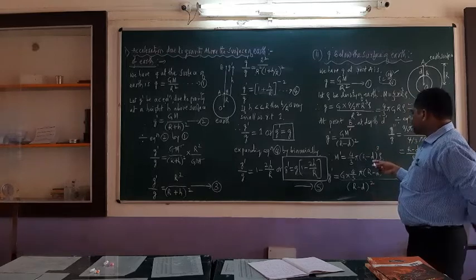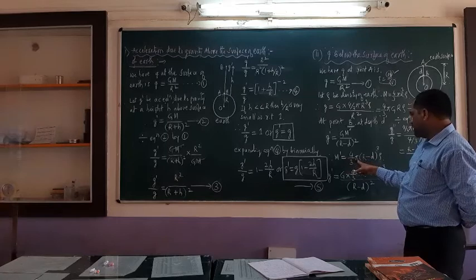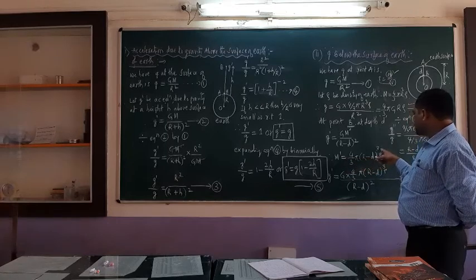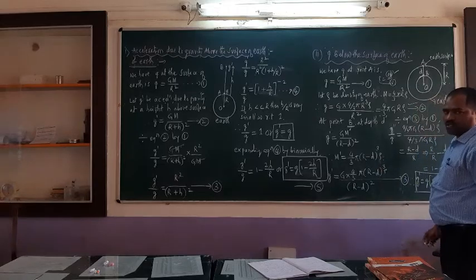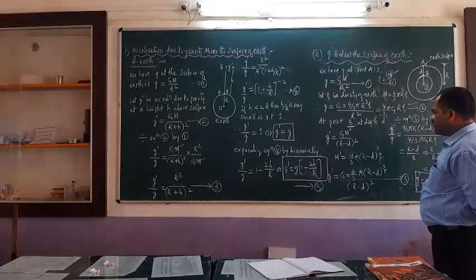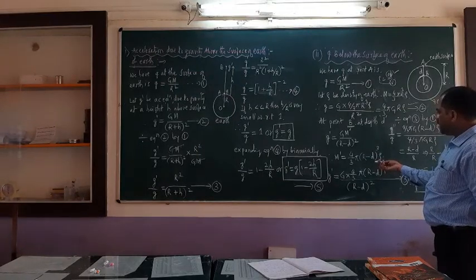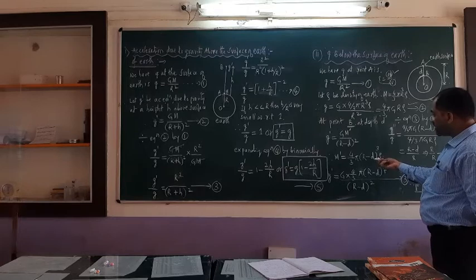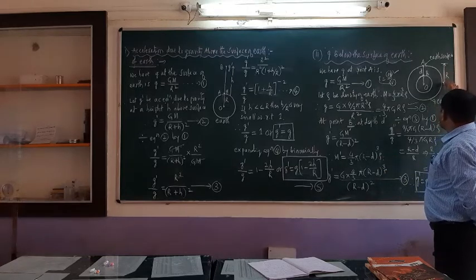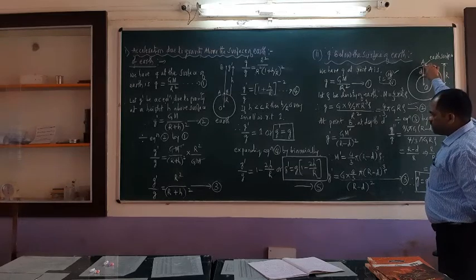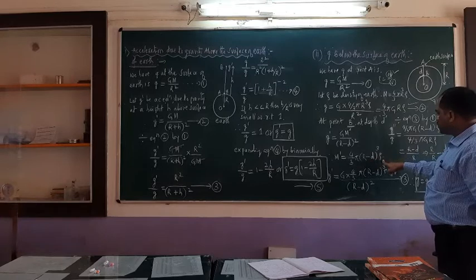So now we can write for m dash, 4 by 3 pi into (r minus d) whole cube into rho. That is the mass of the earth if the radius, the distance, is decreased. It is not the total radius now, so it is r minus d.